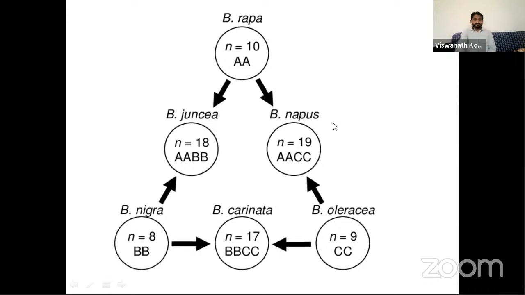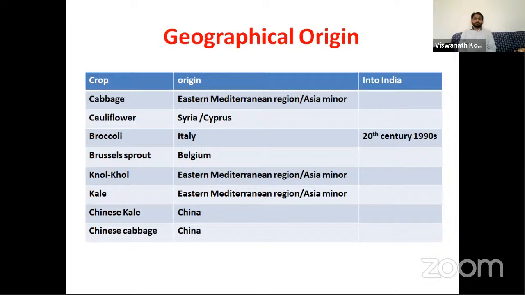So the geographical origin. If you see, almost all these cole crops were originated in Europe near the Mediterranean region. Cabbage in the Eastern Mediterranean region, cauliflower from Syria, broccoli from Italy, Brussels sprouts from Belgium, and knol khol and kale from the Mediterranean region. Chinese kale and Chinese cabbage were originated in China. But these cole crops were migrated to China by humans, and there they were modified into Chinese kale and Chinese cabbage. Broccoli was introduced into India much later. Though it is an ancient crop and the progenitor of cauliflower, it was introduced to India in the 20th century, in the 1990s.